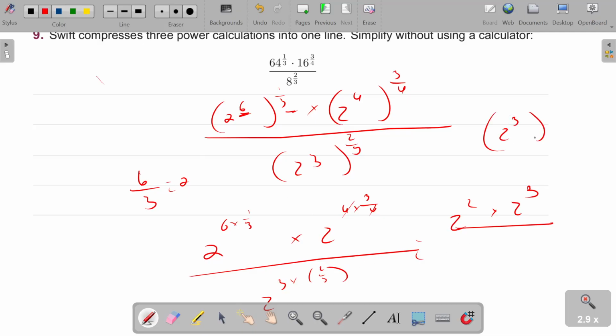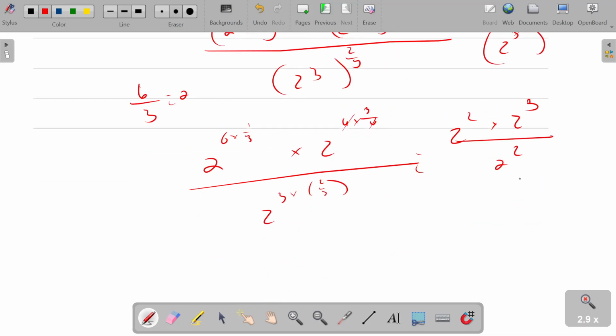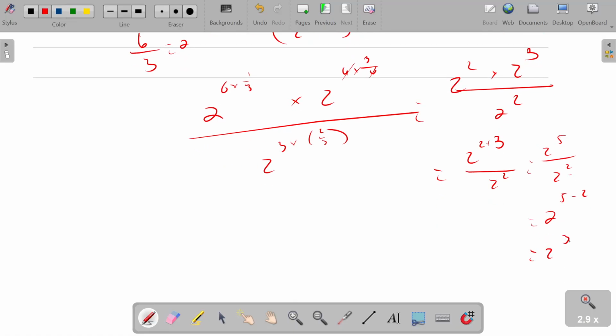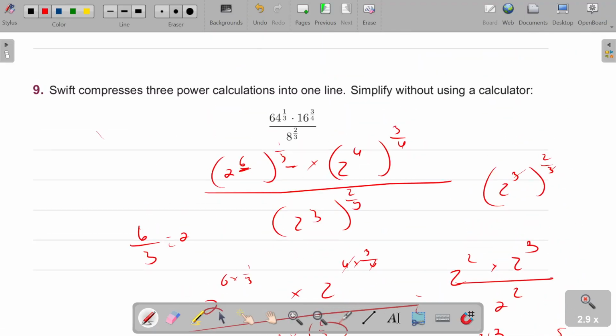Now, 2 to the power of 3 times 2 over 3 is going to give us what? Well, the 3's cancel out, and we're just left with the 2 again. So that'll be 2 squared. We're going to continue with that, and that will give us 2 to the power of 2 plus 3, because you can see that they have the same base, divided by 2 squared, which is the same as 2 to the power of 5 divided by 2 squared. Because they have the same base and we're dividing, we subtract. So that'll be 2 to the power of 5 minus 2, which is 2 to the power of 3, and that'll be simply 8. So that is your final answer there.